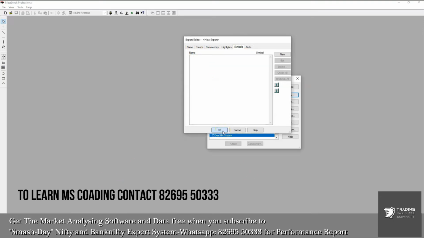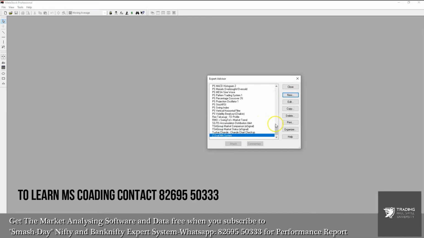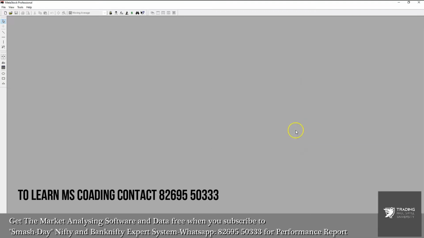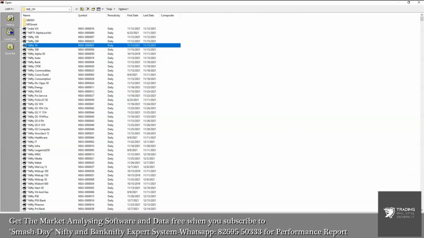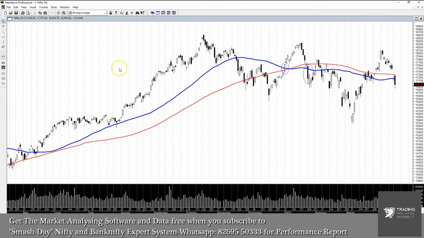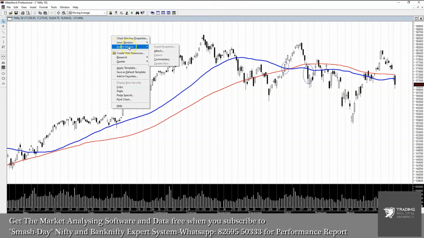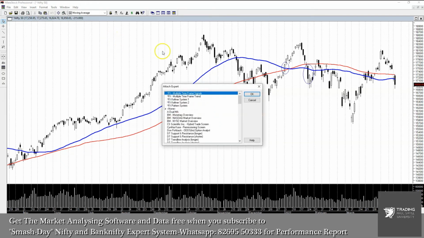So let us close it. Okay, a new system has been created. The expert advisor has been created. We will try to apply it on any chart. Let's see if it works. So we are opening the Nifty chart, and here we go. How to apply an expert? I am just right clicking here, and I am attaching the expert advisor here.